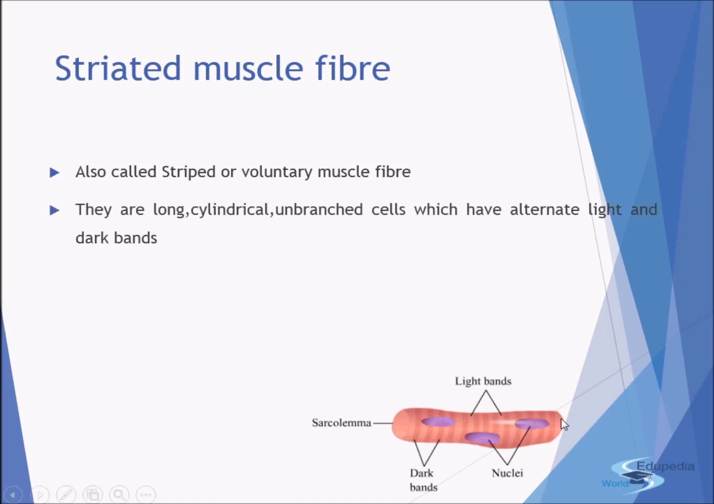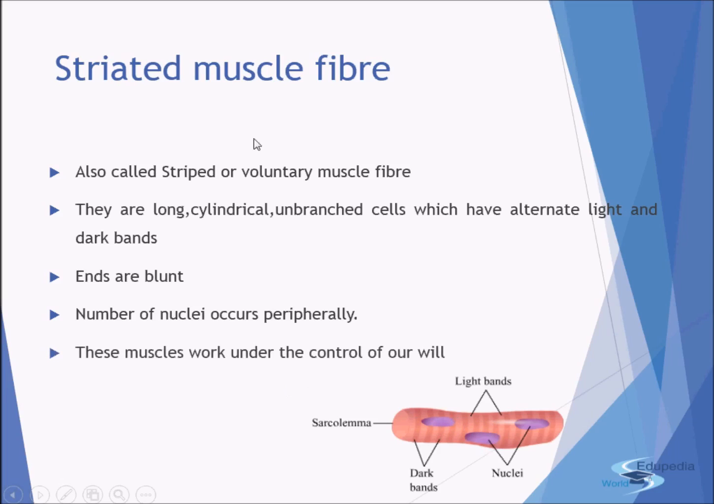They are long, cylindrical, unbranched cells, and they have alternate light and dark bands, as you can see in the structure. This structure helps in the regular contraction and expansion of the muscles. And the ends are blunt. This is the main distinguishing feature, as we are going to see. The nuclei occur peripherally, because you can see them at the corners, not in the center. And these muscles, as I told you before, are known as the voluntary muscles because they work under the control of our will.